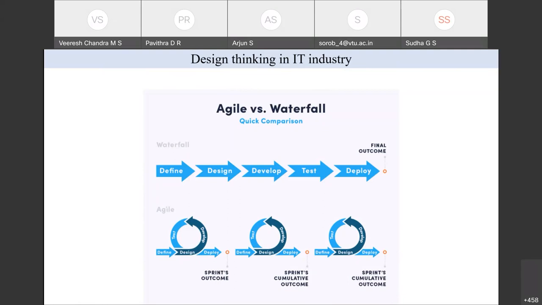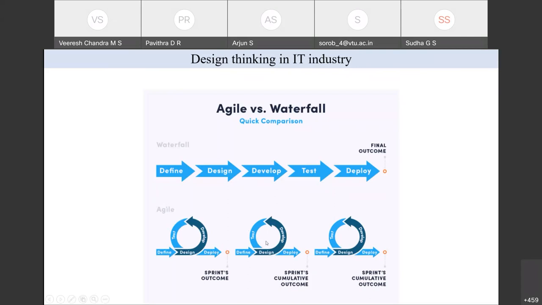Instead of that, using the agile methodology like this, the complete project is done in sprints. Let us say this is the first sprint here: define, design, develop, test, and deploy. Only a part of the project, not the complete project. Once it is done, it is presented in front of the customer as the sprint's outcome. If he has anything to say, he will give the feedback. That feedback is incorporated again, and then we move to the next sprint. See here, you can see the sprint's cumulative outcome. So it's not the outcome of the second sprint only.